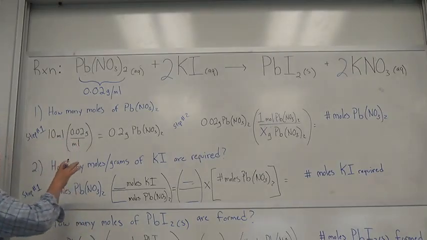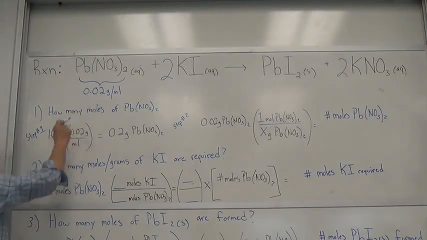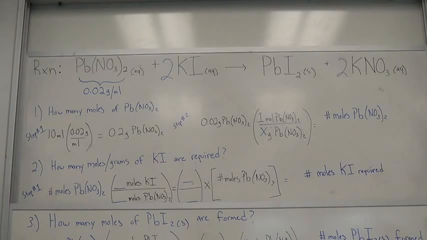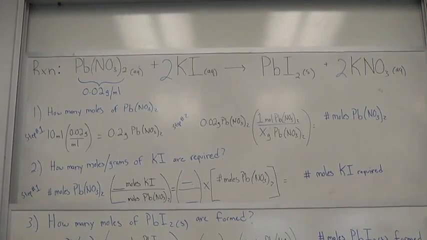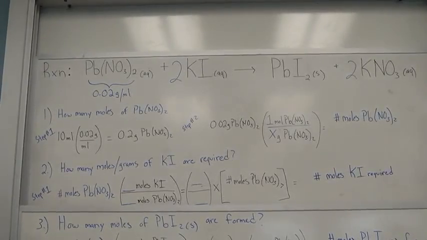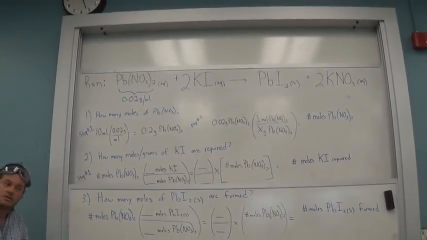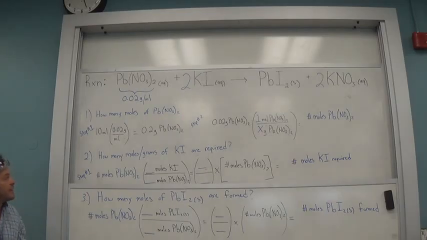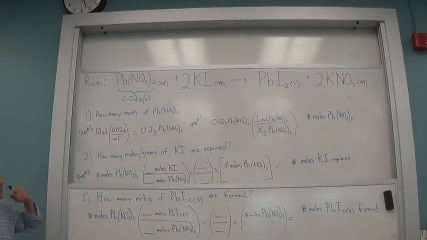You're going to be asked to take a solution. We've got a stock solution that is 0.02 grams per milliliter of lead nitrate. You're going to take about 10 milliliters of that solution. You get to choose your own volume, but 10 milliliters was a rough approximation. And based on the volume of the solution that you're using, you'll predict how much of the other components are necessary for the reaction. And the way that works is this.